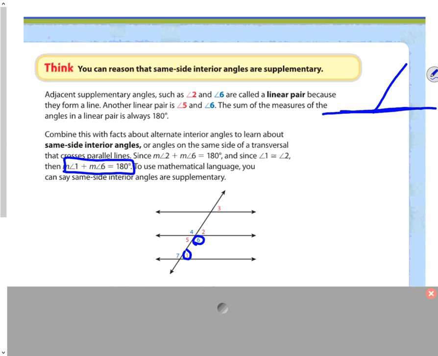Because if I were to take this, let's just say I erased those. Let's just say I take angle 6, draw it out. Now I slide it right down. Now it's right next to angle 1. I drew that a little off, but it's right next to angle 1. And together those two would make a linear pair, just like 2 and 6. 1 and 6 and 2 and 6. So those are also supplementary.